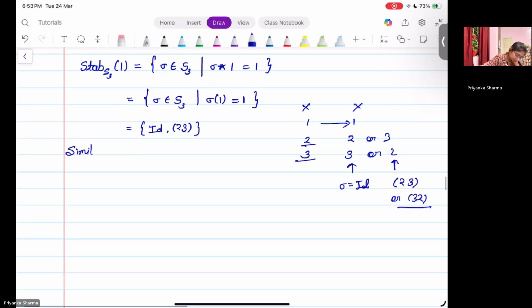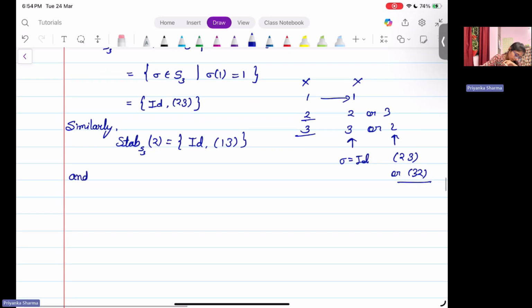Similarly, what will be the stabilizer in S3 of 2? This will fix 2 onto itself. The images of 1 and 3 may be the same as 1 and 3, or they can be swapped. So this will be the identity and (1 3), and the stabilizer of 3 will again have 2 elements.